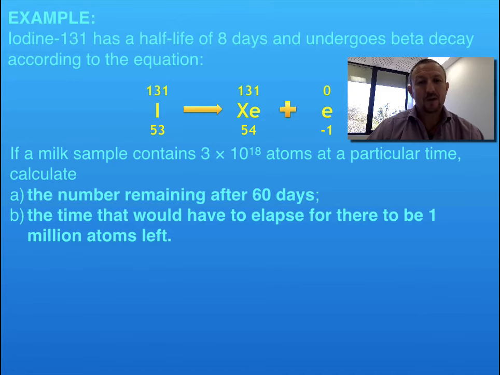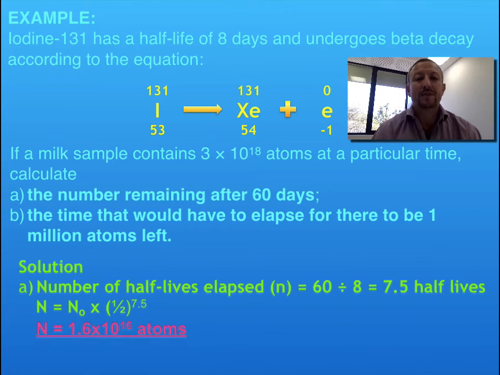All right, I will carry on. So let's have a look at the solution. Well, the number of half-lives elapsed. Now, we don't know that for A. We know that we've got 80 days. We know the half-life is 8 days.